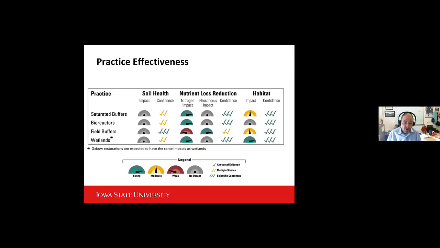So this is a graphic that comes from that conservation best practices manual, but illustrates a range, or a dial, of practice performance associated with these practices. As we think about saturated buffers and bioreactors, the research has shown good impact on reducing nitrogen loss, primarily in the nitrate form. You can see that arrow, a strong impact on reducing nitrogen loss, but then low impact on phosphorus.